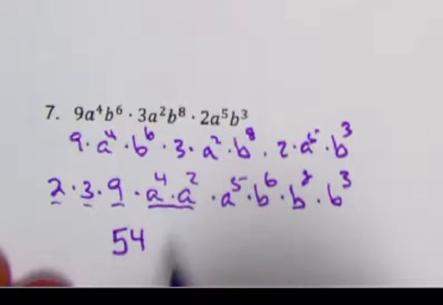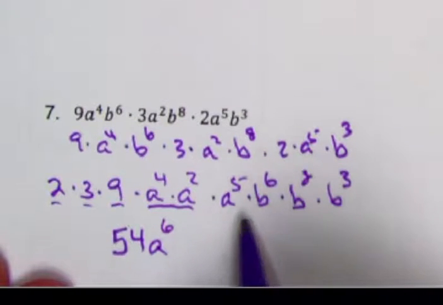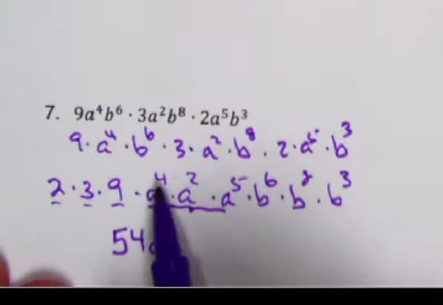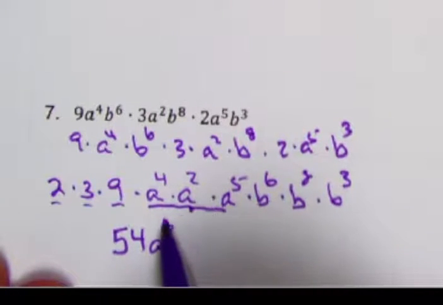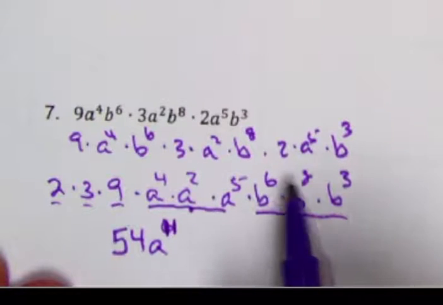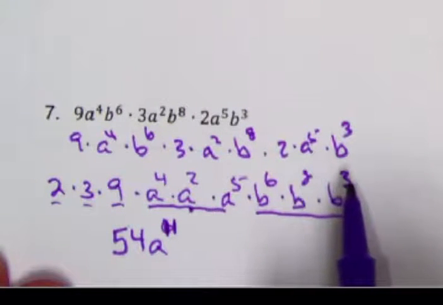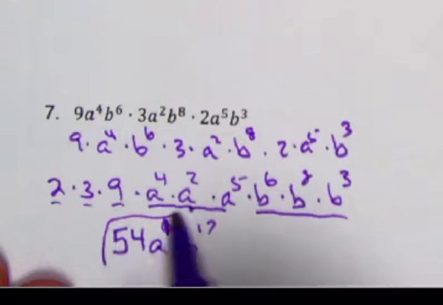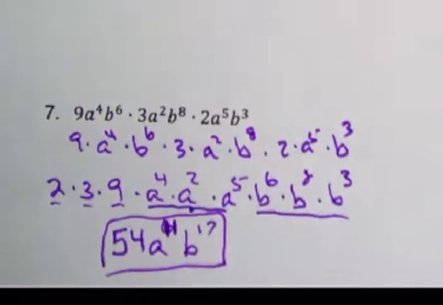Product rule for the a's, keep the base, add the exponents. Oh, I'm sorry, I forgot one. So that should be 4, 6, 11. So a to the 11th power. But then I have the b's. 6 plus 8 is 14, plus 3 is 17. So I have b to the 17th. Final answer, 54, a to the 11th, b to the 17th.